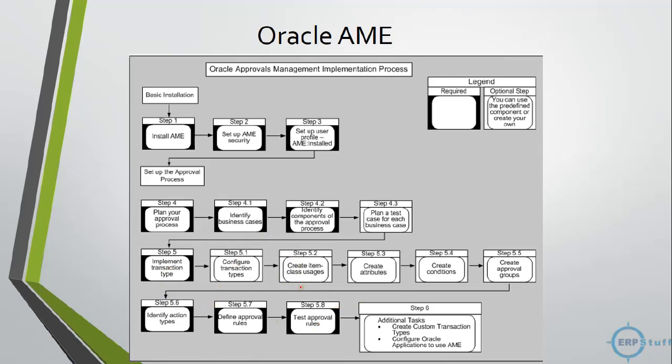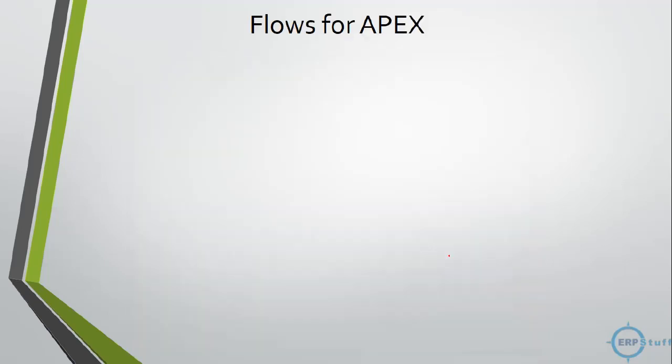This is how you can follow these steps, and then you will be able to have the AME in place. The steps filled with black are mandatory and the others are optional, right? I am just sharing with you how complex the activities were in Oracle AME. We are not covering the technical part or defining anything, but this is how it is. Okay, now Flows for Apex.